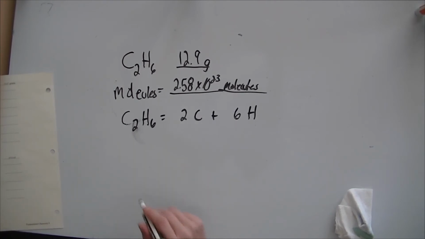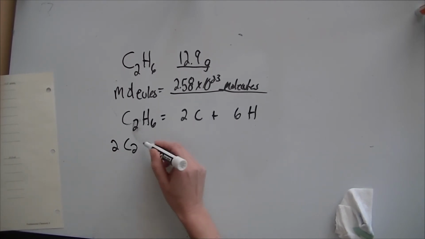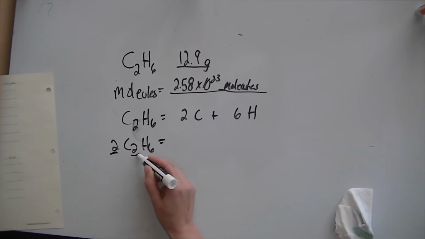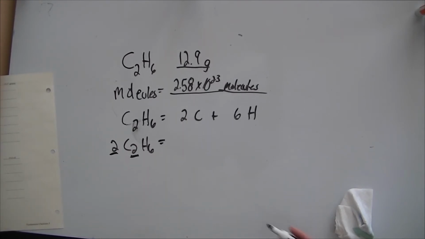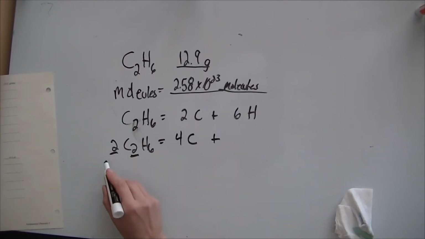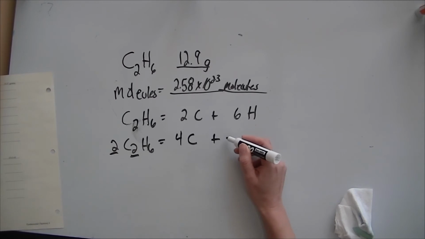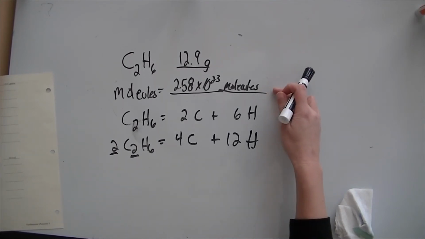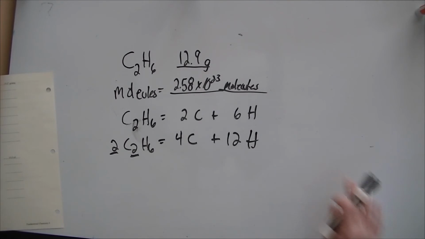Then if we decide, say I have 2 C2H6. To figure out how many carbons now, I'm multiplying. I'm taking that coefficient and multiplying it by the subscript to figure out total carbons. So 2 times 2 says I have 4 carbons. 2 times 6 is going to tell me that I have 12 hydrogens. So we can use this same process and apply it to molecules. Let's see how we're going to do that.